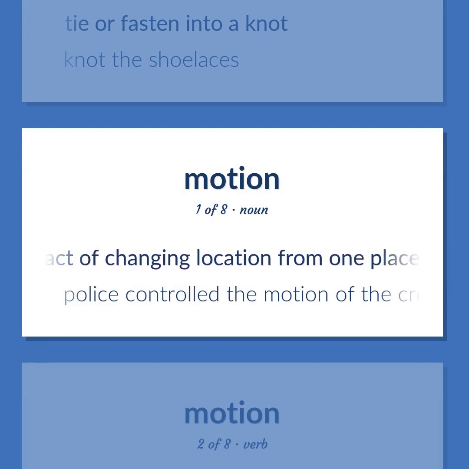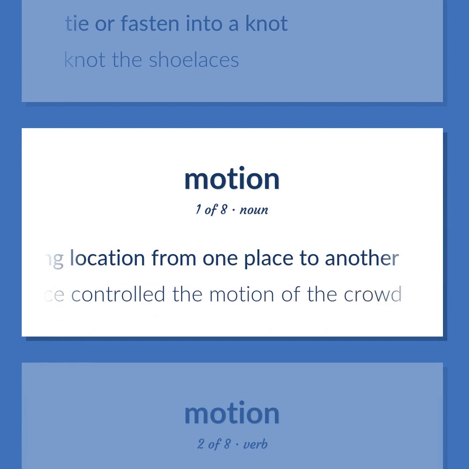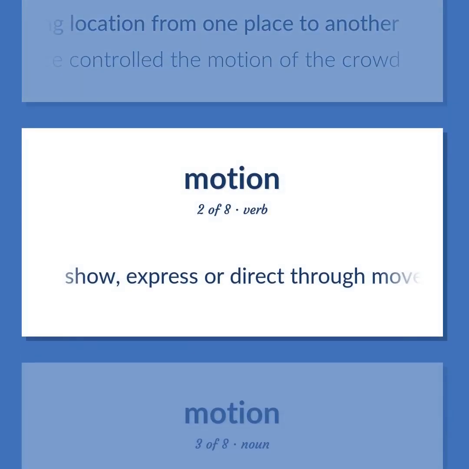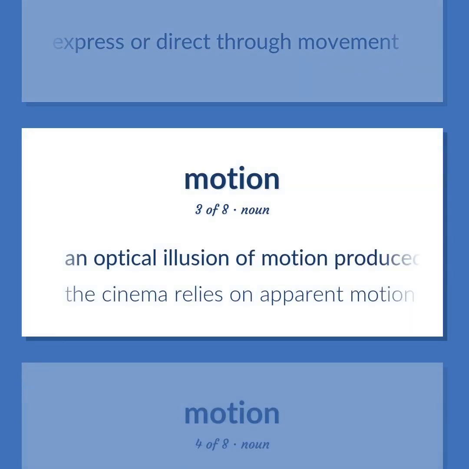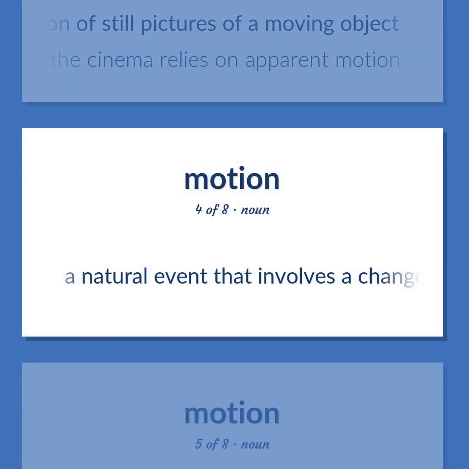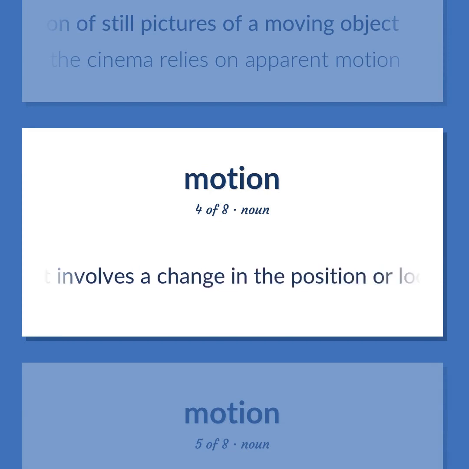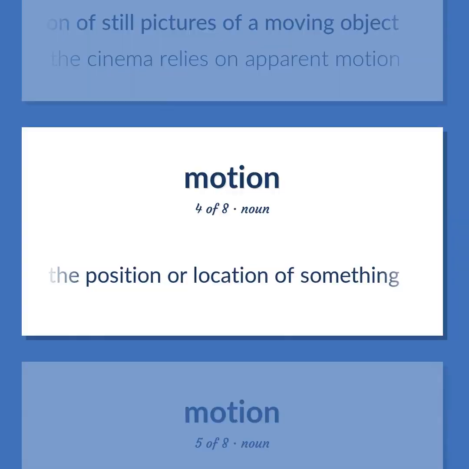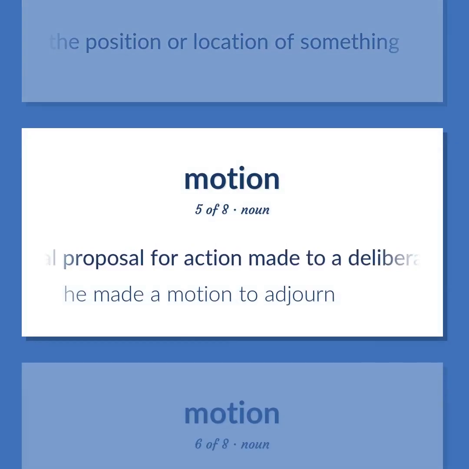The act of changing location from one place to another. Police controlled the motion of the crowd. Show, express or direct through movement. An optical illusion of motion produced by viewing a rapid succession of still pictures of a moving object. The cinema relies on apparent motion. A natural event that involves a change in the position or location of something. A formal proposal for action made to a deliberative assembly for discussion and vote. He made a motion to adjourn.